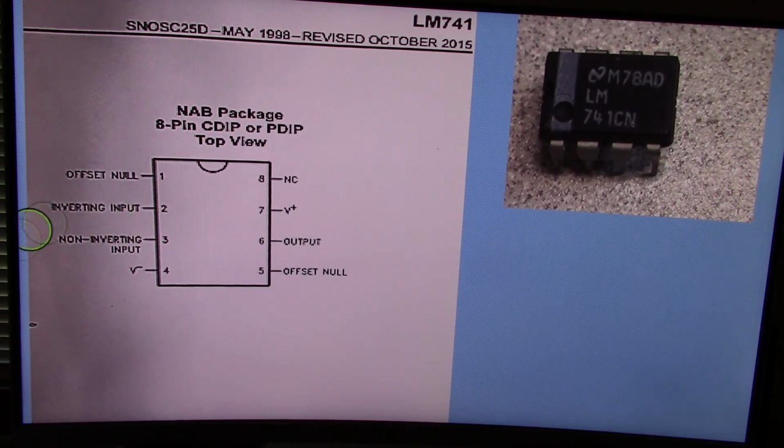And these are the different inputs and the outputs. So this brings the negative 15 volts, positive 15 volts, there's no connection here, and the output is through this pin here. Offset null is what is used to make it equal 0 if you have to connect some kind of resistance value between these two, if it's necessary to bring it to 0 volts.